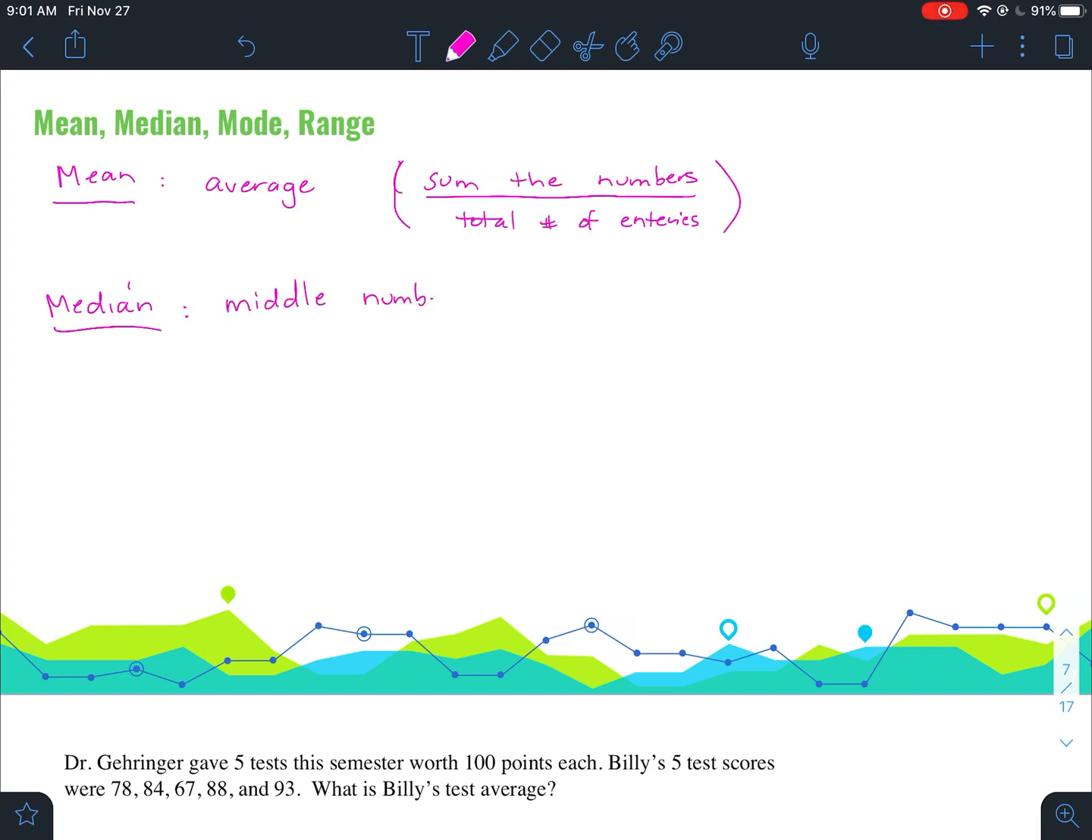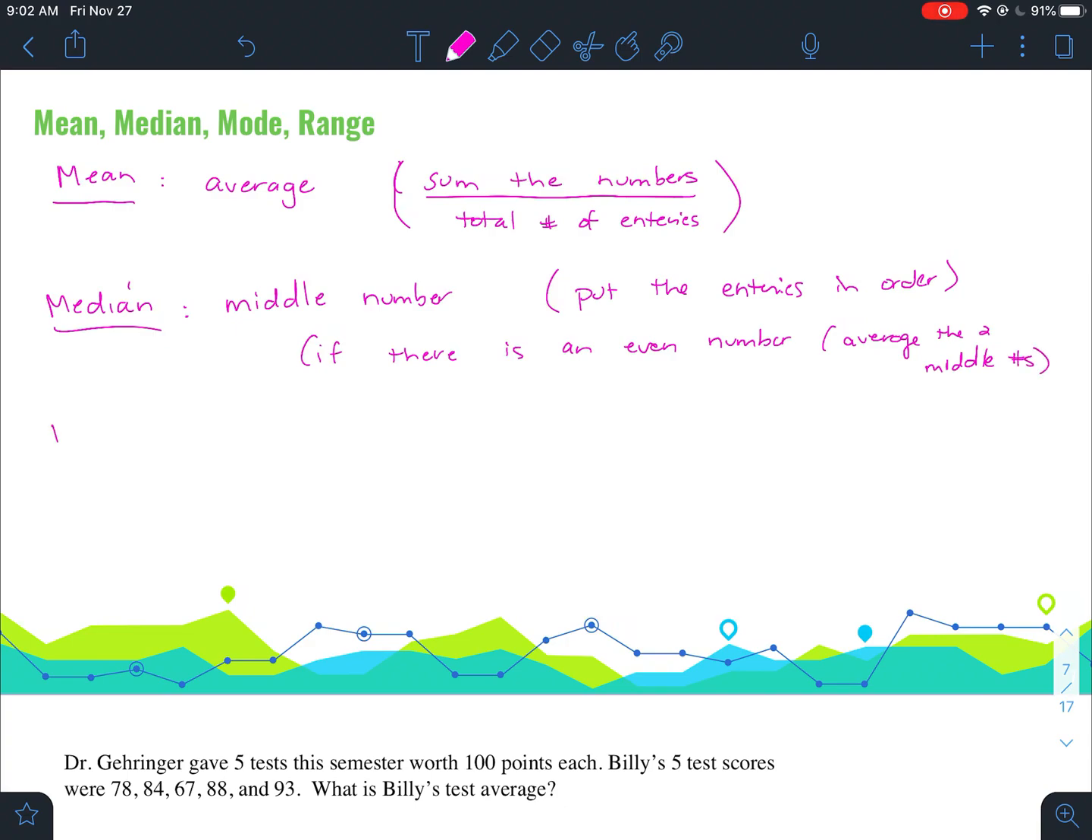The median is the middle number. You line up all of your data points in order from smallest to biggest, or biggest to smallest. We usually do smallest to biggest. Whatever number is in the middle is called the median. If there is an even number of numbers, so there are two numbers in the middle, then you average the two middle numbers, and that's how you find the median.